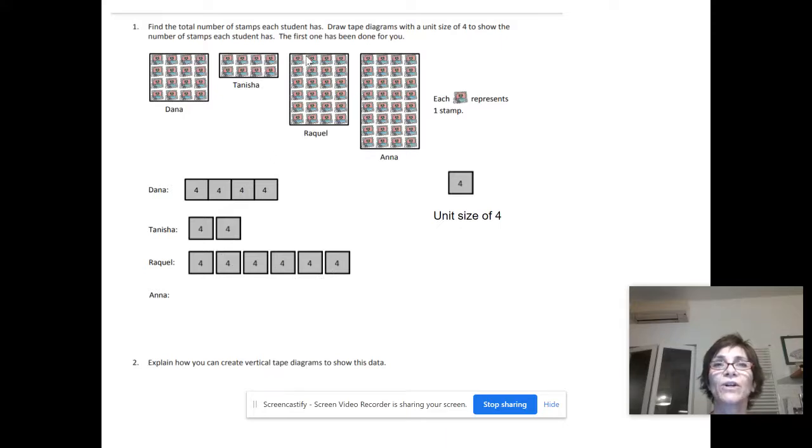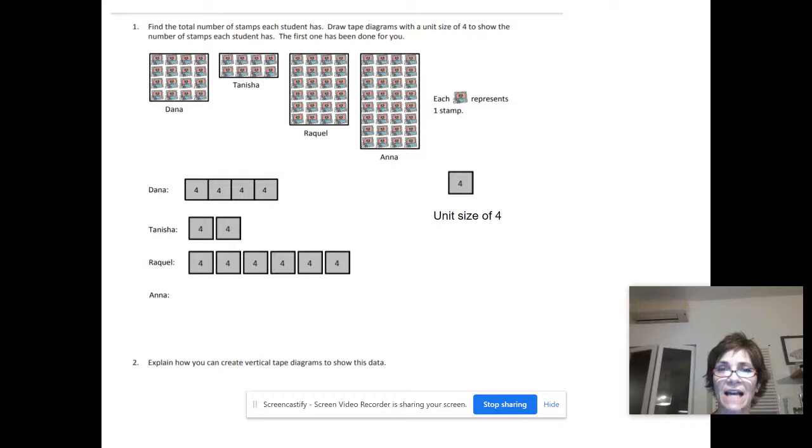Let's go ahead and look. We have 4, again, 4 in each row. How many rows do we have? 1, 2, 3, 4, 5, 6. I can count by 4s. 4, 8, 12, 16, 20, 24. And we can do the same here. 6 times 4 is 24.